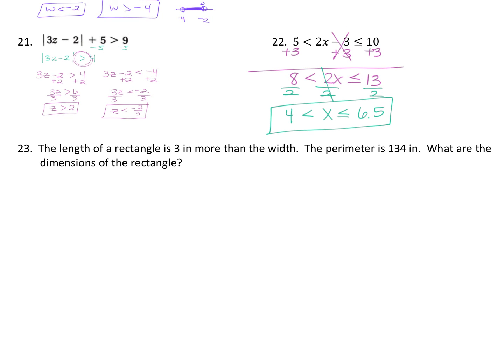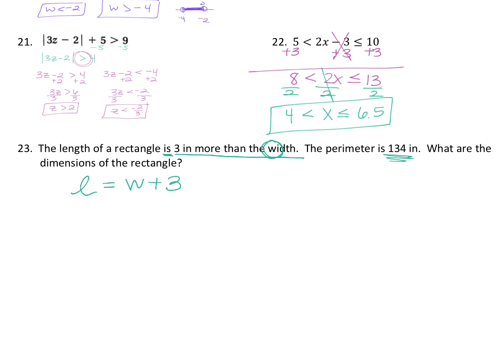Okay, you try this one. The length of a rectangle is 3 inches more than the width. Perimeter is 134. What are the dimensions? See if you can set that up. The length of a rectangle is 3 inches more than the width. How would you write that? L plus 3. Not L, more than the width, right? So you would do W plus 3, okay?